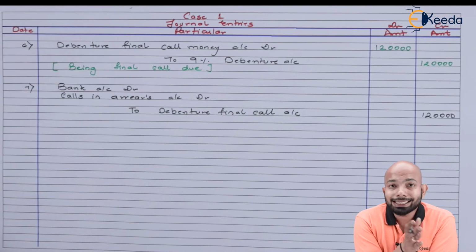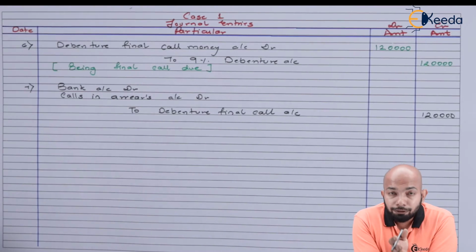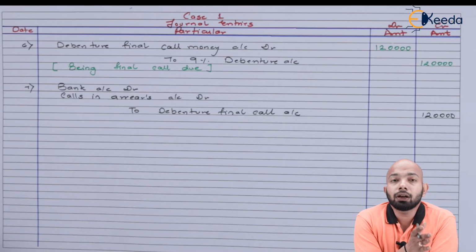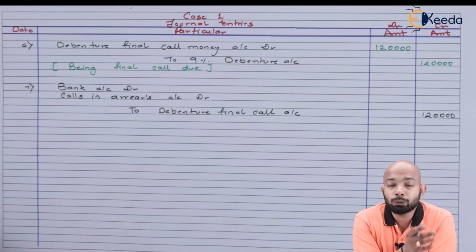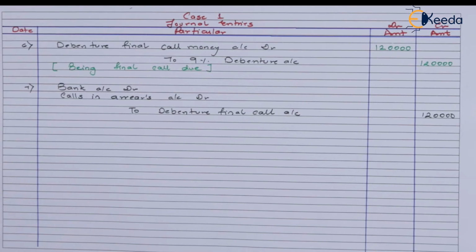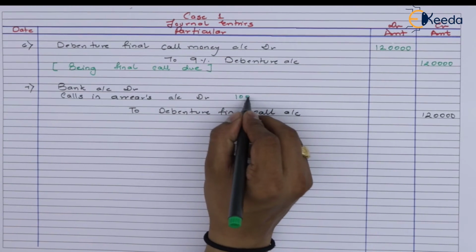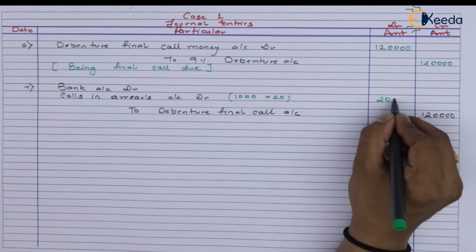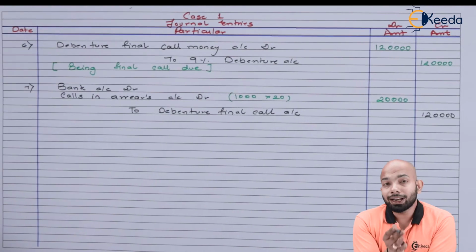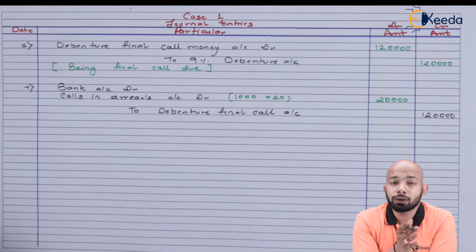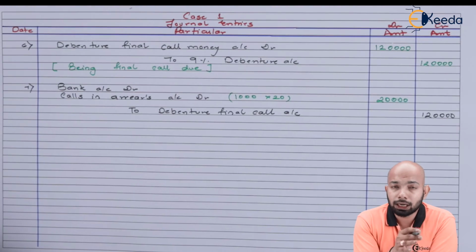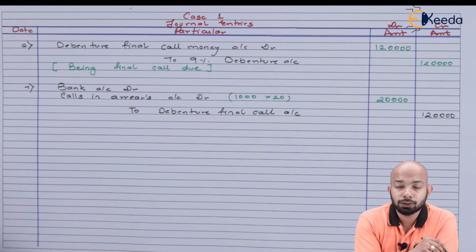Now, both Mr. X and Y didn't pay the final call money on their 500 individual debentures. That means a total of 1,000 multiplied by 20 would be the calls in arrears here. So out of 1,20,000, 20,000 we are not going to receive anymore. That means the total receipt in the bank account will be 1 lakh rupees.